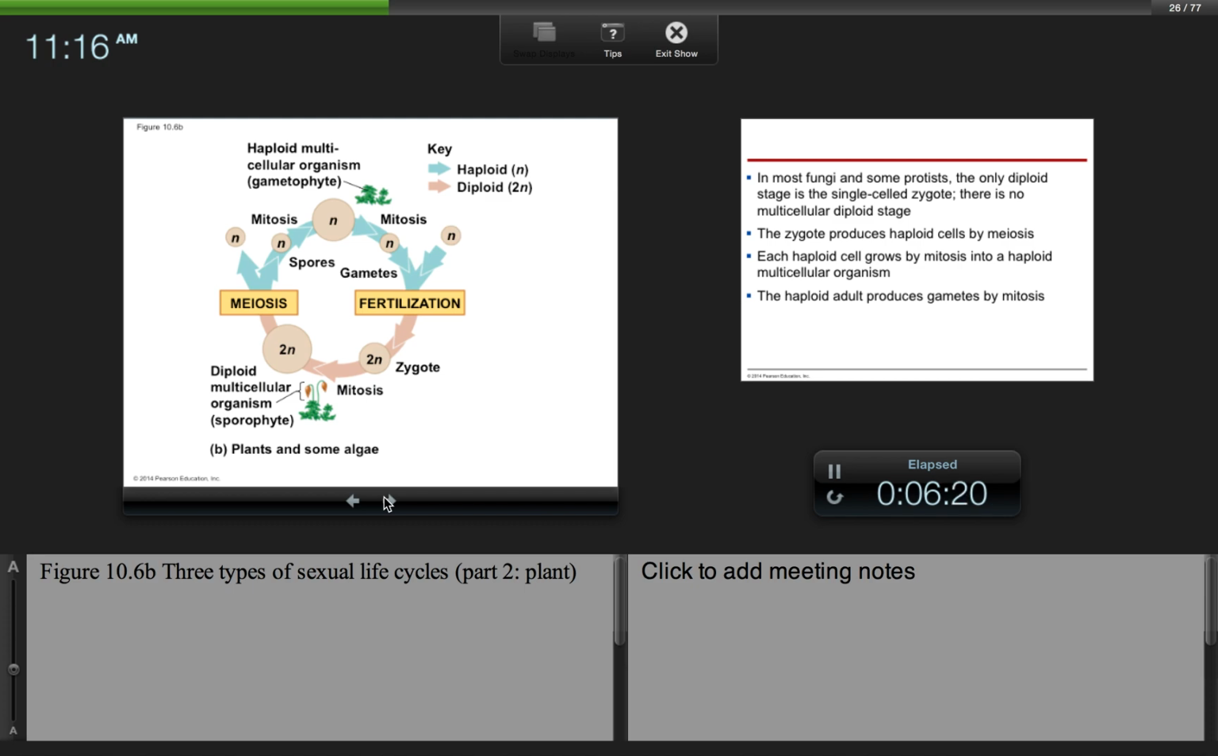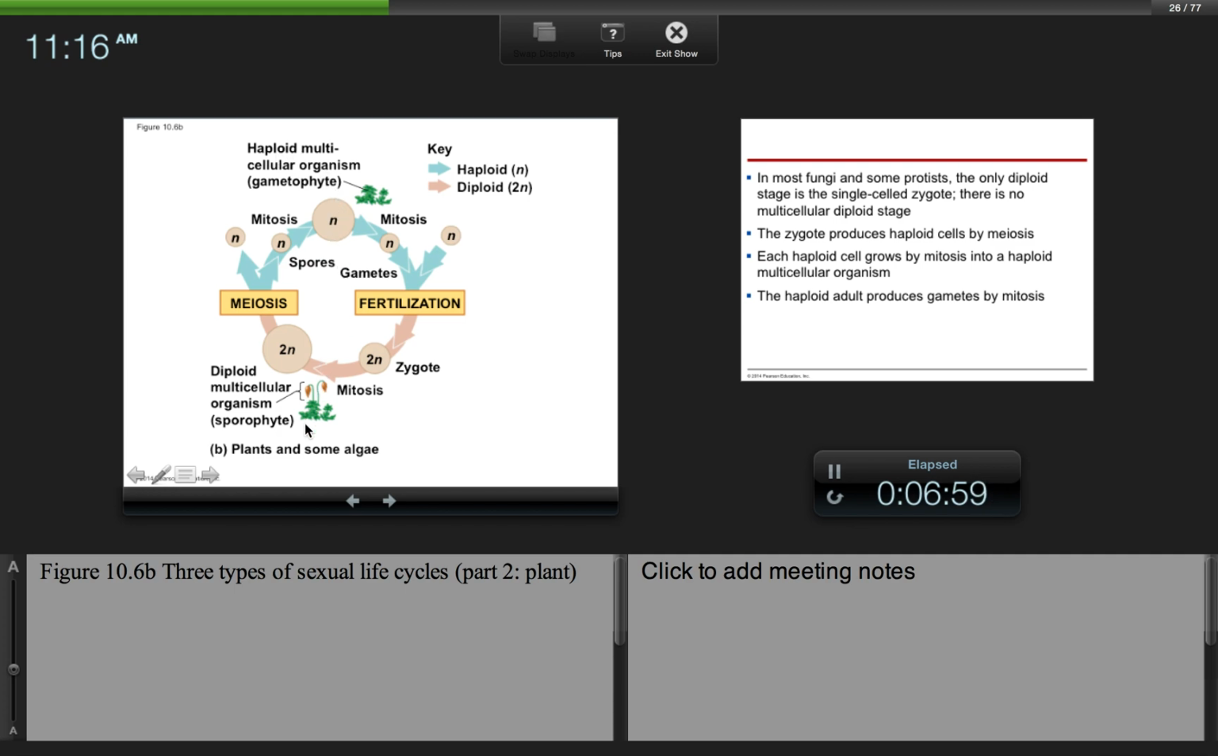Okay, so remember in angiosperms, the diploid sporophyte is the plant that you see, and the haploid multicellular organism is housed within the diploid sporophyte. So here we have the diploid multicellular sporophyte, which has a chromosome number of 2n, which will undergo meiosis to create haploid spores, and then those haploid spores, which are right here, will grow through mitosis to become the haploid multicellular organism, or the gametophyte. Okay, so it's one set of chromosomes, therefore it's haploid, and it's a gametophyte.